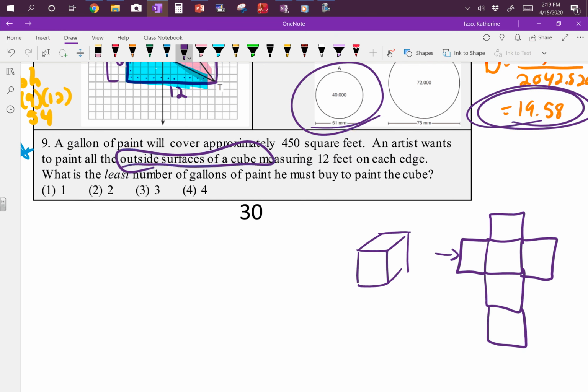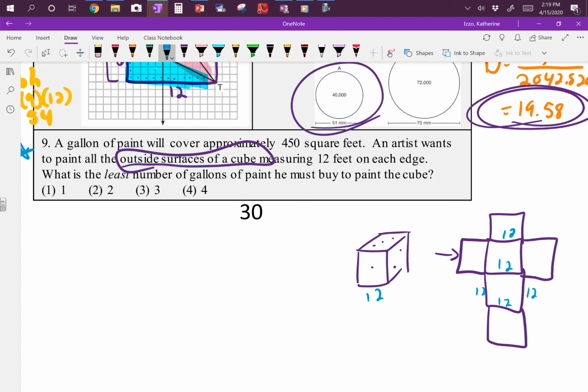And we have now unfolded the cube. There are 6 sides to a cube. We know that because if you were to do a dice, 3 sides are showing, 3 sides are not showing. That makes 6 sides. Okay. An artist wants to paint all the outside edges of the cube, measuring 12 feet on each edge. So 12, 12, 12, 12. Just put random 12s there.